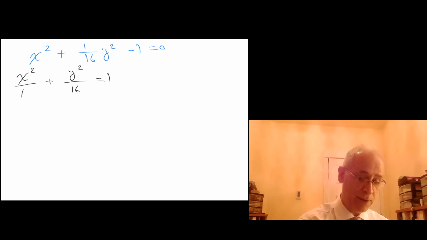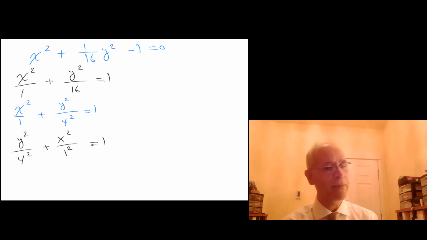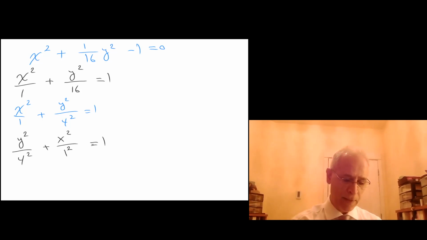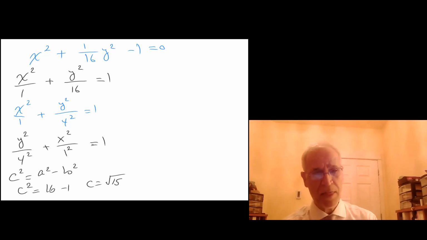And one baby step would be to say x squared over 1 plus y squared over 4 squared equals 1. And yet maybe even a better step would be just to rewrite this as y squared over 4 squared plus x squared over 1 squared equals 1. 1 squared is 1. So now let's find c squared. We have c squared equals a squared minus b squared. So c squared equals 16 minus 1. So c equals square root of 15, which is 3 point something.